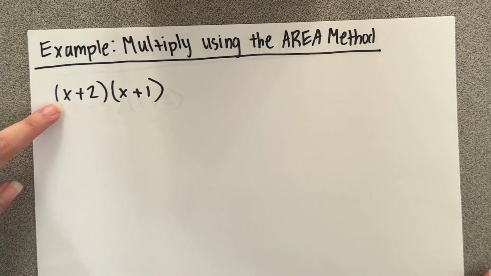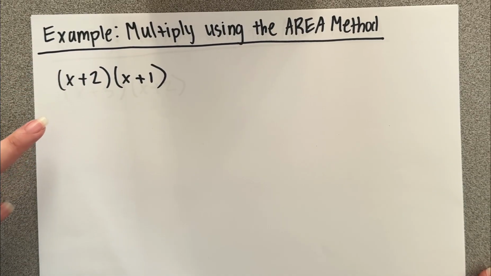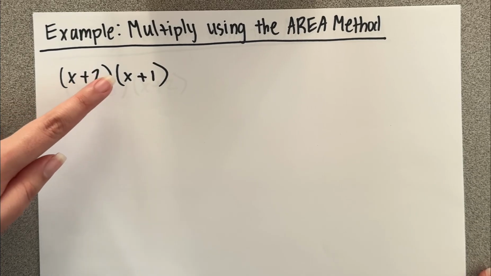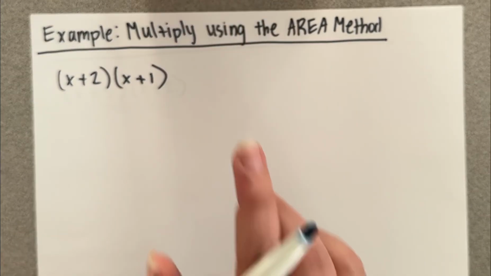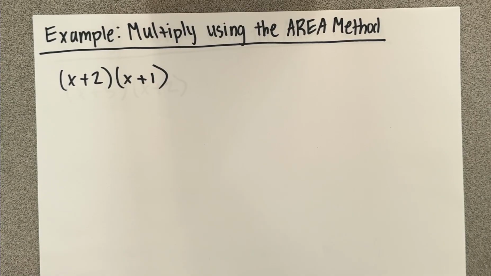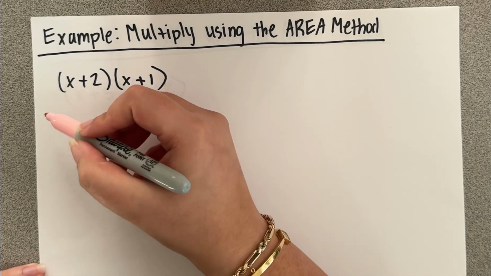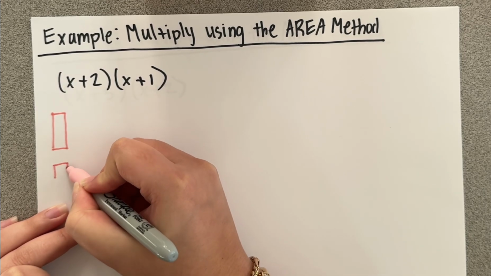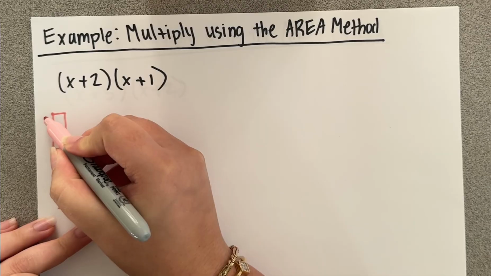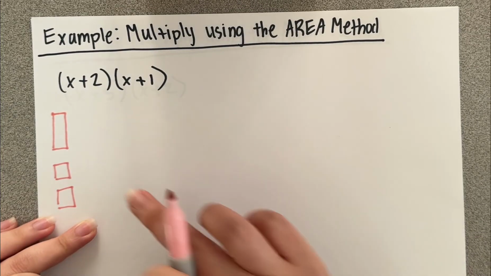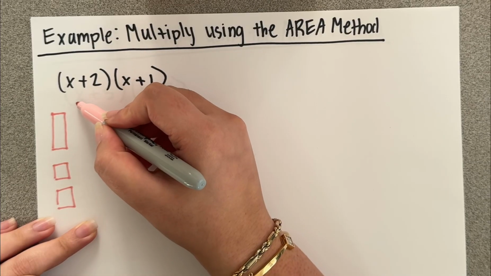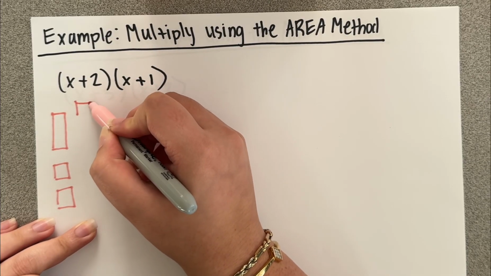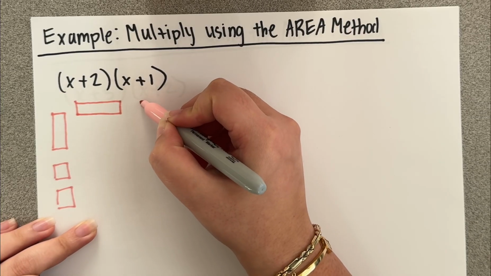an example. So right here we have an example to use the area method on x plus 2 times x plus 1. So first I'm going to draw out my area tiles. So we have x plus 2. So this here represents x plus 2. And then now we're going to draw the x plus 1. So x plus 1.